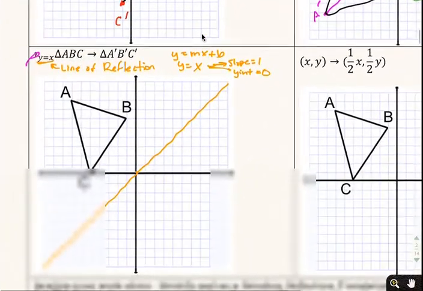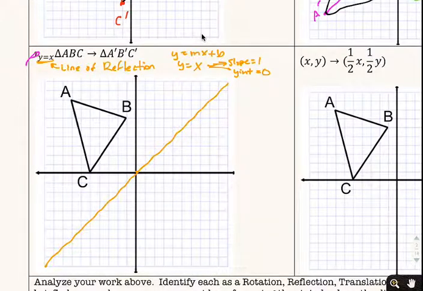Anyway, as I was saying, we have this y equals x line of reflection. That slope is 1, and the y-intercept is 0.